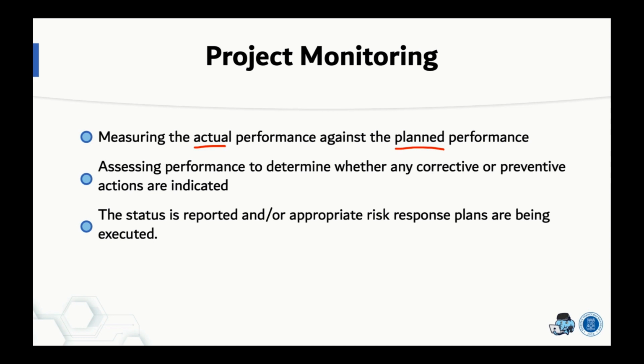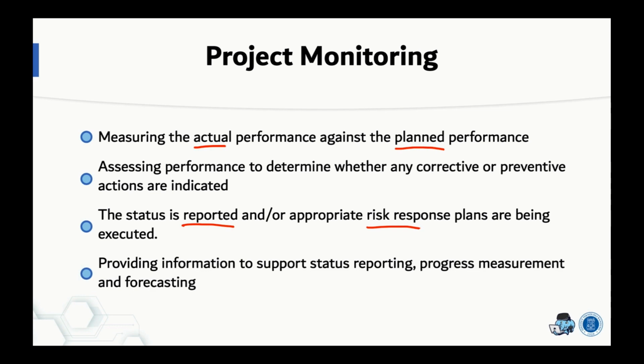The status is reported and the appropriate risk response plan is executed. In project monitoring, we have to make sure that any progress of the activities in the project is reported. And when there is some problem related to those activities, we have to execute the risk response plan, based on the previous document that we made.